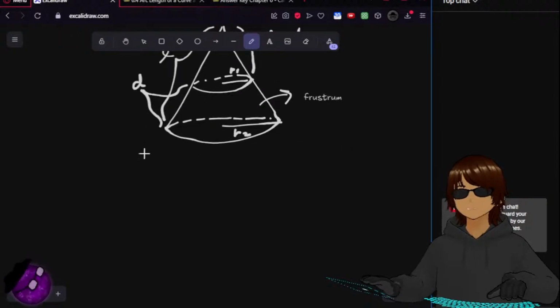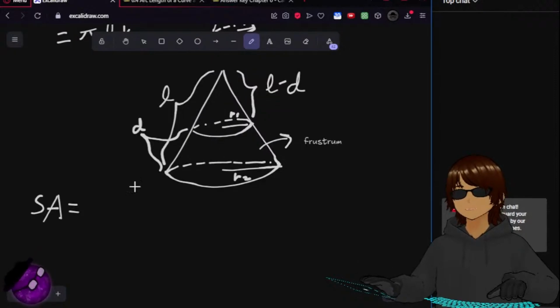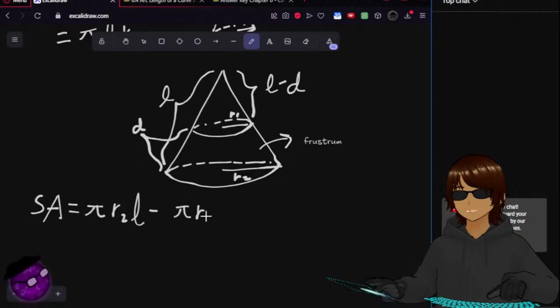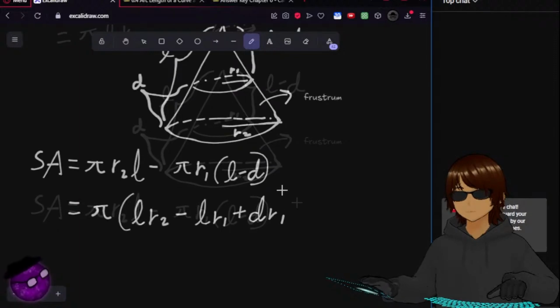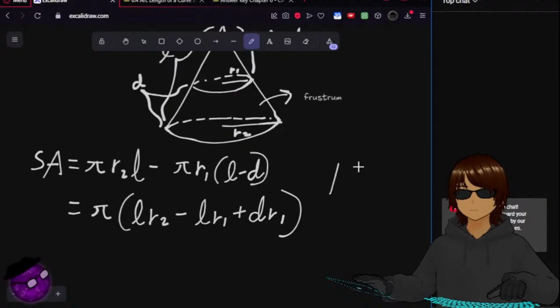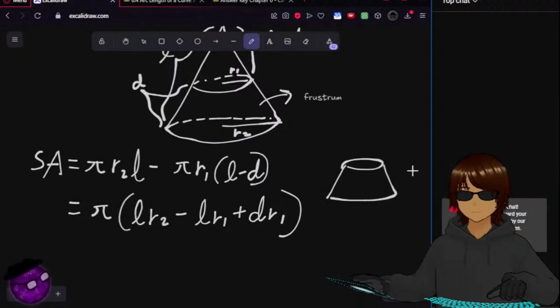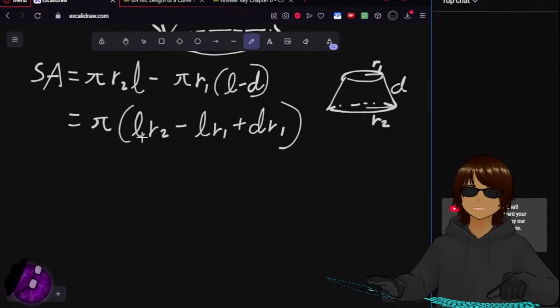So I want the surface area of just the frustum. Surface area of the frustum only would be the lateral surface area of the large cone minus the lateral surface area of the small cone. So that would be pi R2 L minus pi R1 (L minus D). R2 is the largest. Now I have this surface area, but I only want it in terms of R2, R1 and D.